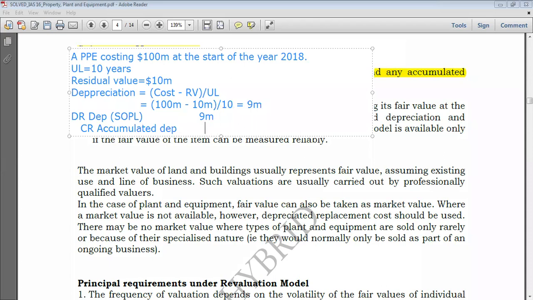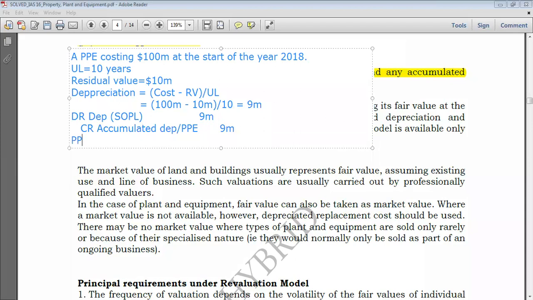But now you have to understand one thing: when you credit accumulated depreciation in the statement of financial position, there is no room to show accumulated depreciation. Accumulated depreciation is usually deducted from the carrying amount of the asset, from the cost of the asset, I mean. So crediting accumulated depreciation simply means crediting your PPE. And so crediting your PPE, what would it remain at? At the start of 2018, the PPE was valued at $100 million, but now it has been reduced by $9 million.